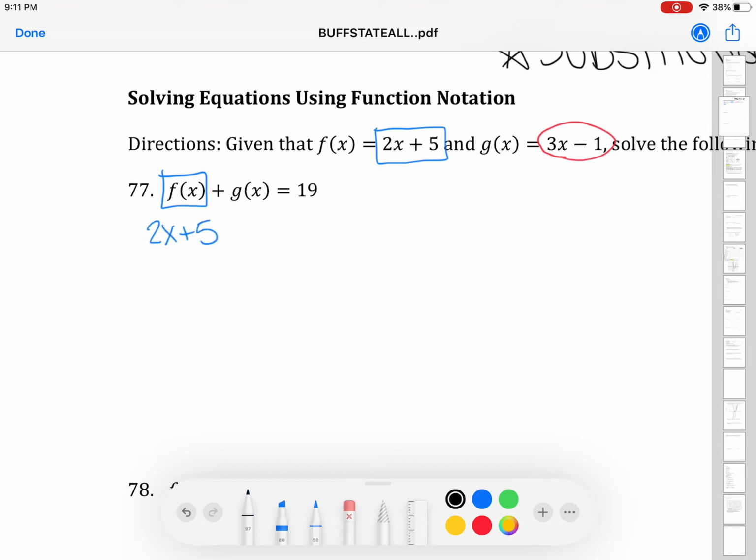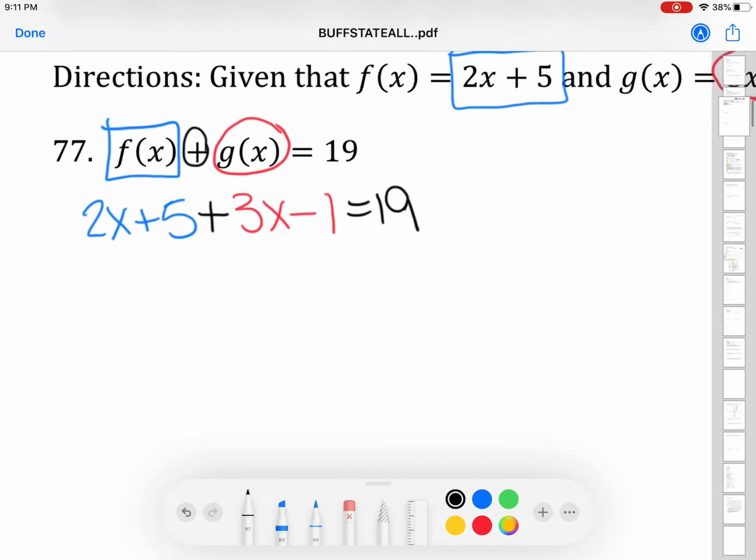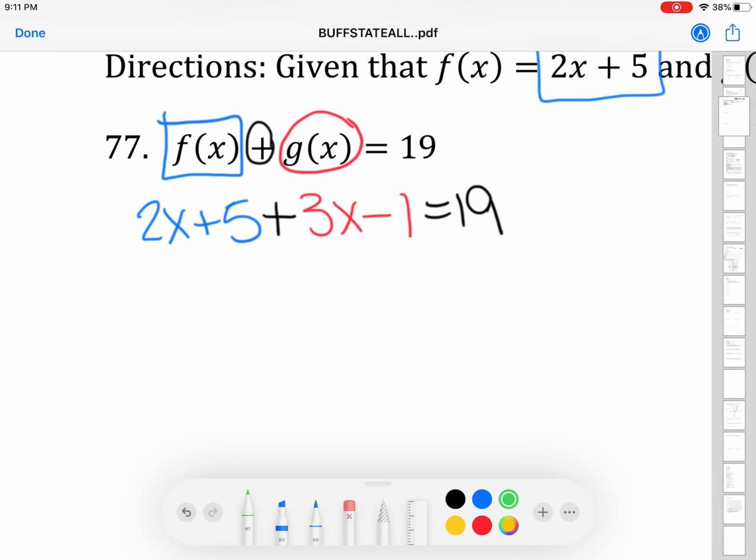So in place of f of x right here, you're going to plug in what f of x is. F of x is technically 2x plus 5. It told me so in the directions. Okay, I'm going to bring down this plus sign so I have the right format, but then I have g of x. G of x, it tells me in the directions, is 3x minus 1. So I'm going to substitute that in place of g of x, and I'm going to bring down the equals 19. Now before, you had f of x and g of x, something that was completely unsolvable. Now you have something that you can solve because it's got variables to solve for and numbers to work with.